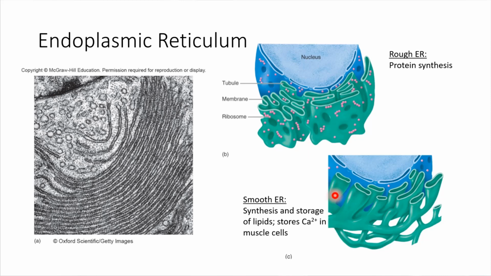Okay, the smooth ER. It's called smooth because it does not have ribosomes. And what does the smooth ER do? Very different job. The smooth ER is more involved in synthesis of lipids inside of the cell. And then it also is a storage location for calcium ions. And we'll be seeing a lot of that when we get to the chapter on muscles. This is a storage location for calcium, which is needed for muscle contractions to work.